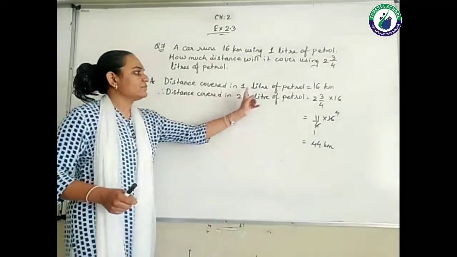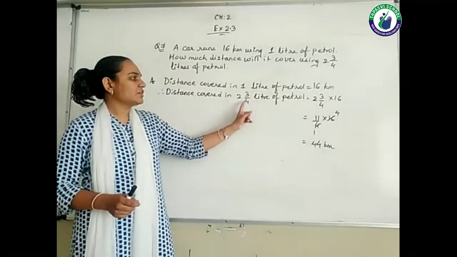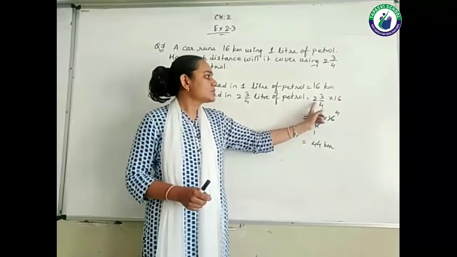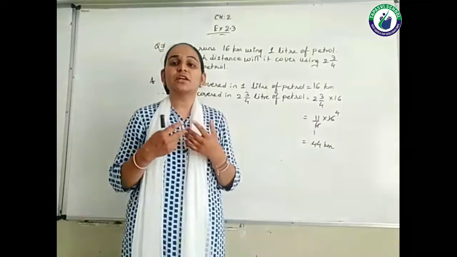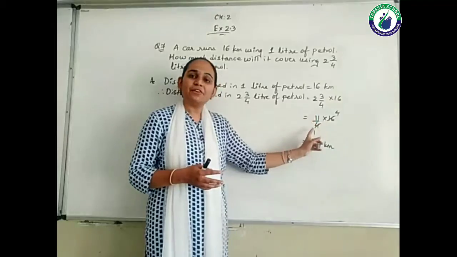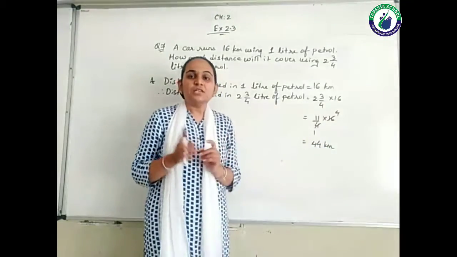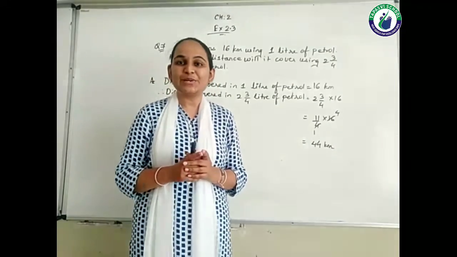So distance covered in 1 liter of petrol is 16 km. So distance covered in 2 integer 3 by 4 liters of petrol: we'll multiply this fraction with 16. So 2 integer 3 by 4 multiplied by 16. First of all, a mixed fraction is there, students, so convert it into an improper one. So 2 4s are 8 plus 3, so 11 by 4 multiplied by 16. So 4 1s are 4 and 4 4s are 16. So 11 4s are, students, 44 km. Is it okay to all of you?